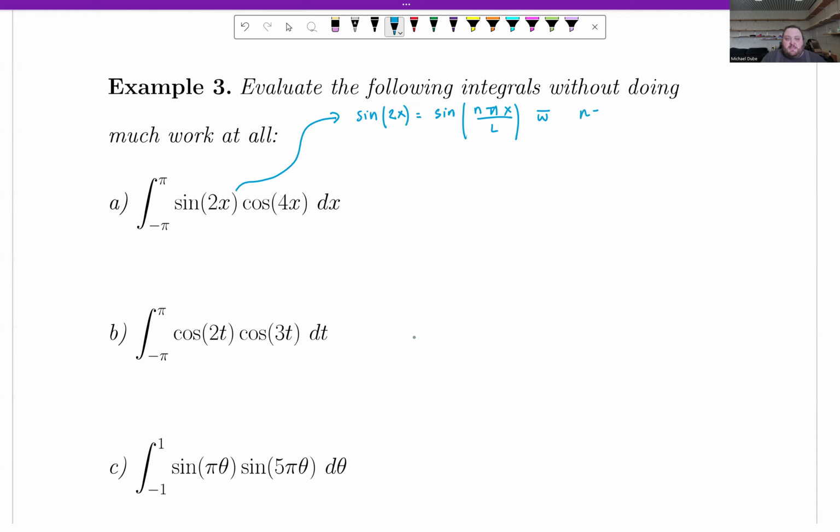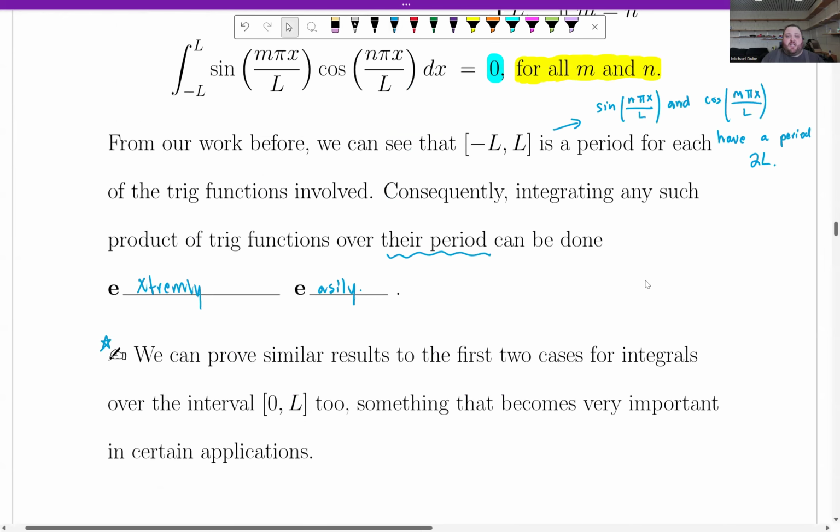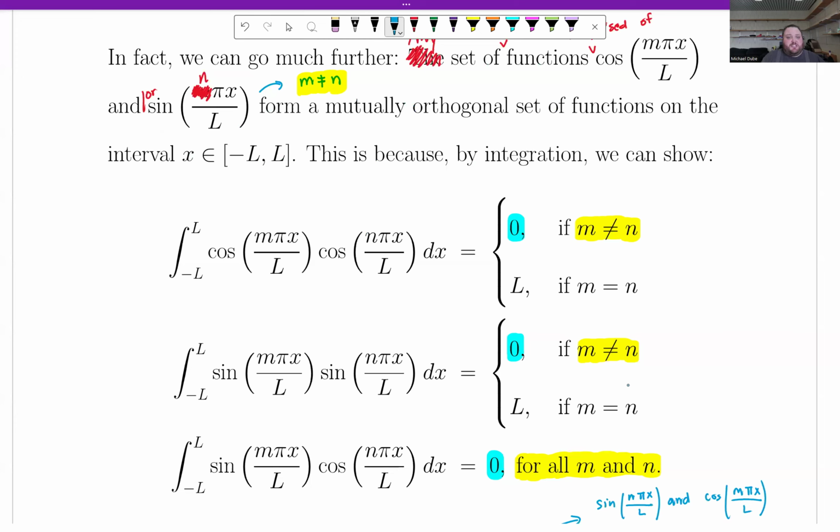Our n would need to equal 2, and L will have to equal pi to cancel out that pi, right? And similarly here, we get cos of 4x equals cos of m pi x over L, with m equaling 4 and L once again equaling pi, right? Okay, so we can see how sine and cos of 2x and 4x respectively came from our formula for sine and cos up here, right? So we've just demonstrated that, and that means these integrals here apply.